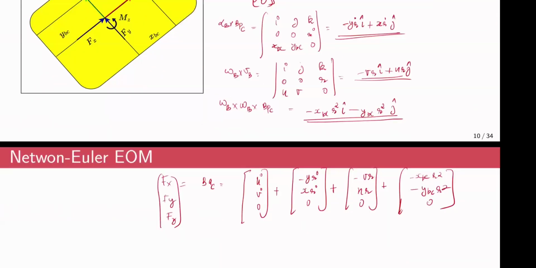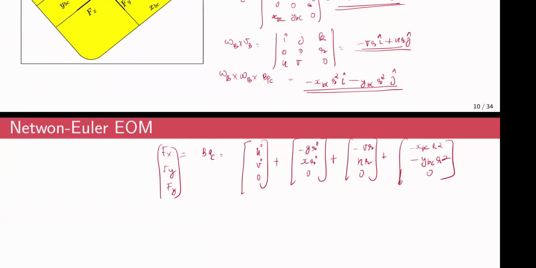So if you multiply this with the total mass, you will get the expression for Fx. The first component would be something like m u dot minus m y_BC r dot minus m v r minus m x_BC r square, and Fy would be m v dot plus m x_BC r dot plus m u r minus m y_BC r square.